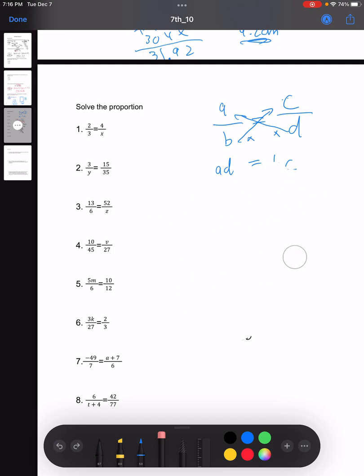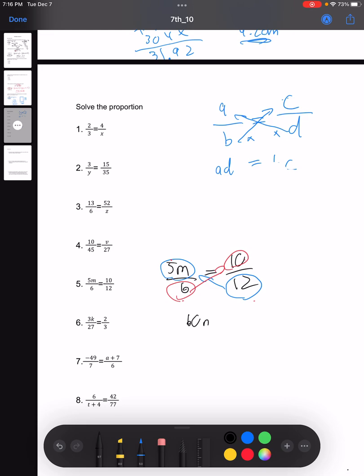We can do one more. Let's look at number 5. We have 5m over 6 equals 10 over 12. Again, we can utilize cross multiplication. So we would multiply the blue terms together and the red terms together. Remember, it's the bottom times the top of the other and the bottom times the top of the other. Solving this, we get 5m times 12, which would be 60m, is equivalent to 10 times 6, which would be 60. M would be 10 after dividing 60 on both sides. I'm sorry, m would be 1. 60 divided by 60 would be 1.